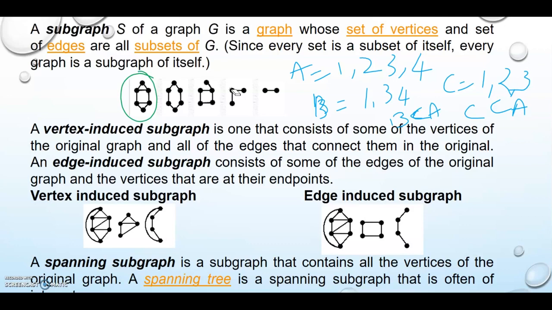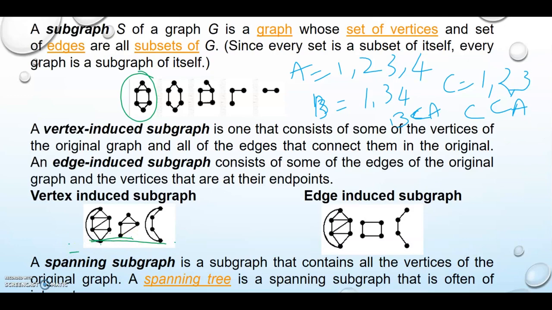See, this first example is a vertex-induced graph. It consists of some of the vertices of the original graph. What is a vertex? Vertex means only a few vertices. Here 1, 2, 3, 4, 5, 6, there are 6 vertices. I remove some of the vertices. I am not taking all the vertices, only 4 vertices I am writing. And here also 4 vertices I am taking. The edges connect as in the original, the same way it is connected there, I am connecting here also. So this is also a vertex-induced subgraph. This is a subgraph of this, and this is also a subgraph of this.